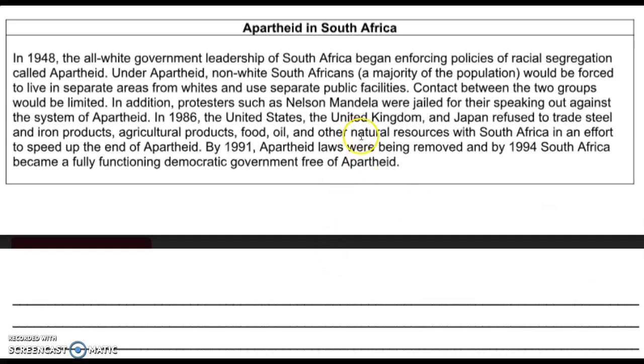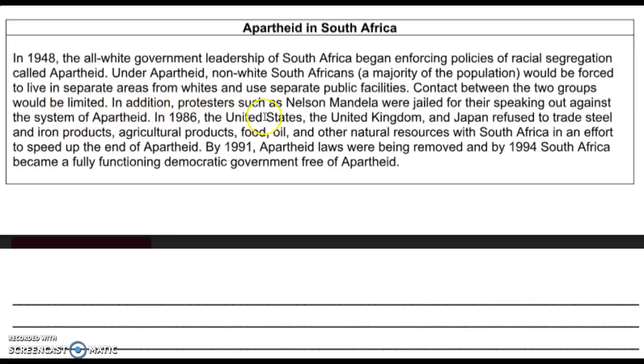Apartheid in South Africa. In 1948, the all-white government leadership of South Africa began enforcing policies of racial segregation called apartheid. Under apartheid, non-white South Africans, a majority of the population, would be forced to live in separate areas from whites and use separate public facilities. Contact between the two groups would be limited. In addition, protesters such as Nelson Mandela were jailed for speaking out against the system of apartheid.